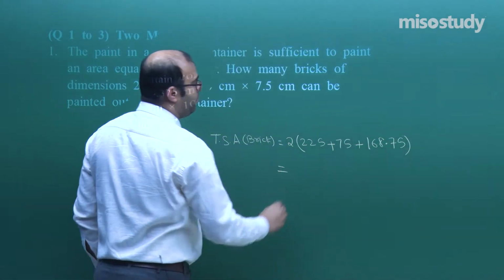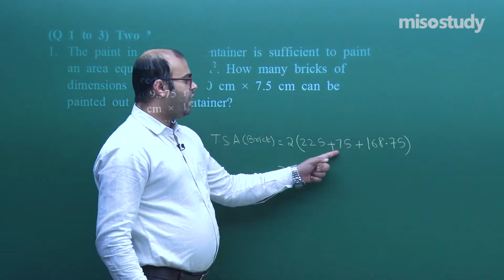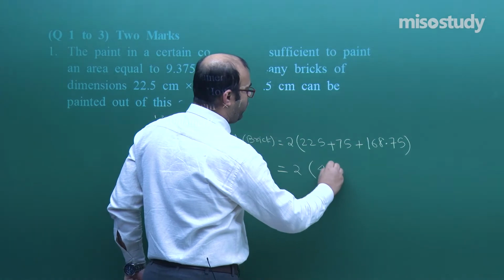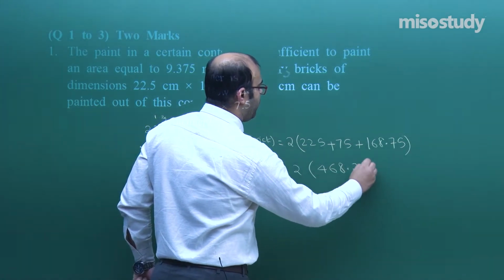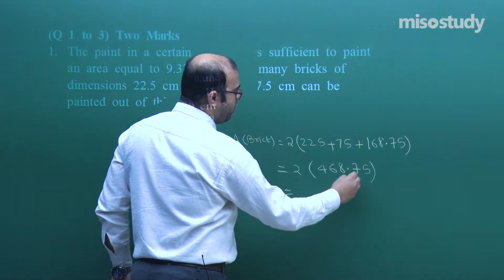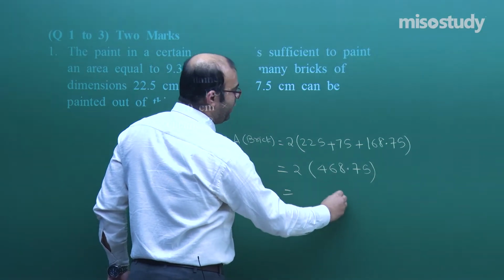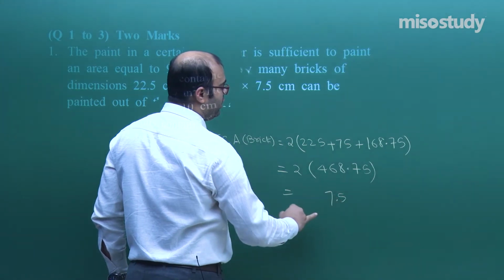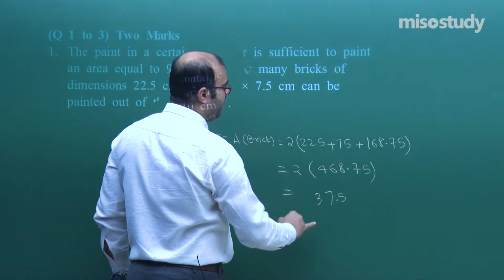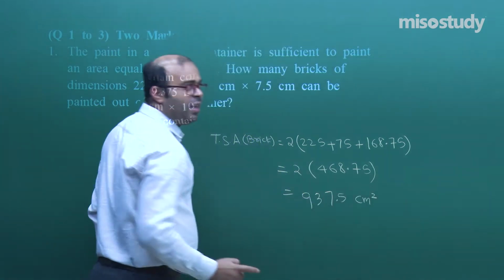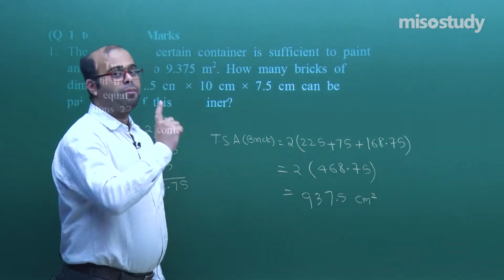Now, if we add them, 225 plus 75 is 300 and 300 plus this value is 468.75. Twice it, you will get 937.5 centimeter square, which is the total surface area of a brick.